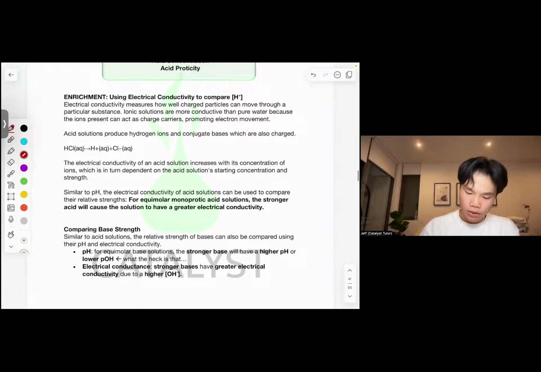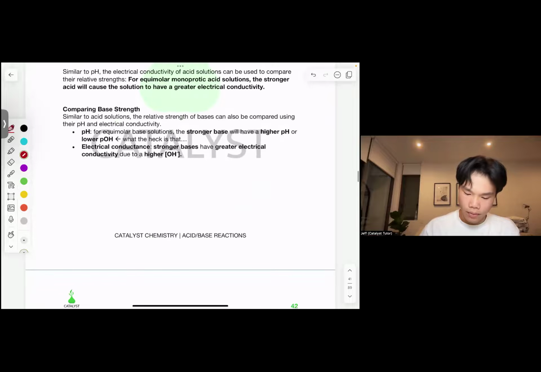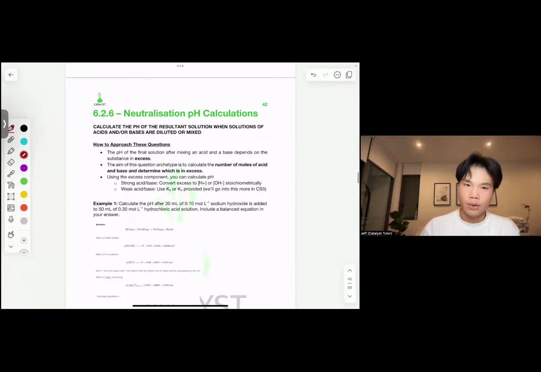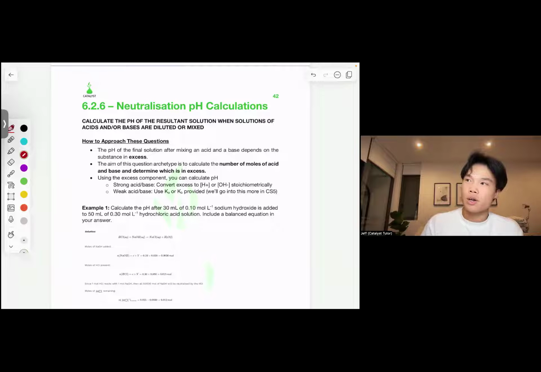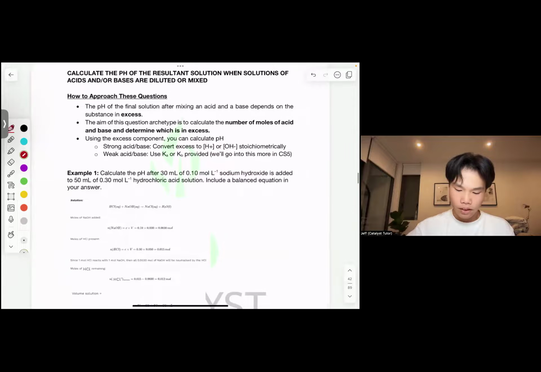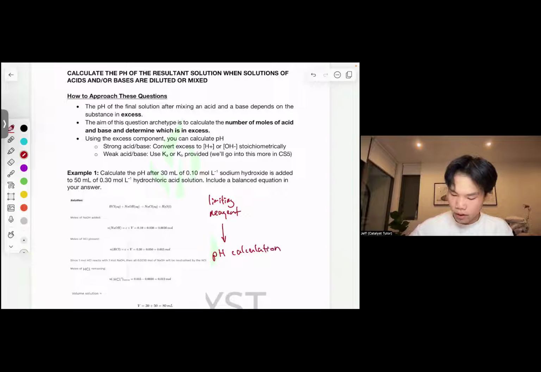So we'll get onto the conductivity stuff in a second. Let's keep going. Neutralization pH. So this is the next calculation we introduce, where you neutralize 2 solutions of acid and base. You have an acid and base react to make salt and water. How you approach these questions is going to be a limiting reagent calculation followed by a pH calculation using the excess reagent. So it's a 2-phase question, these ones.